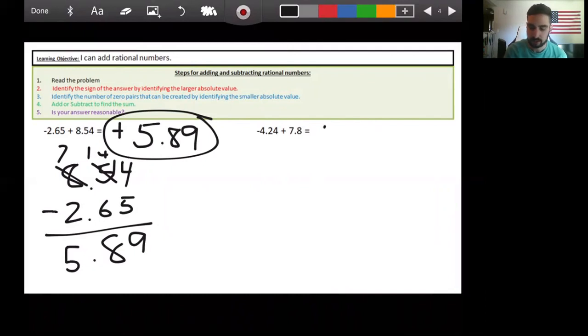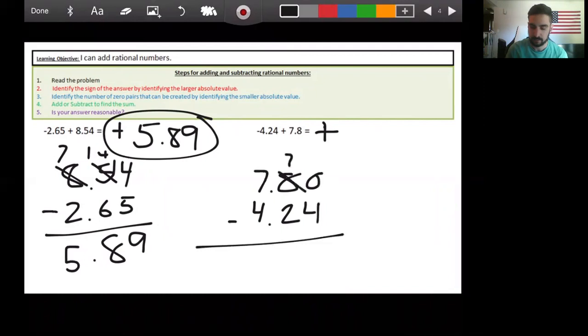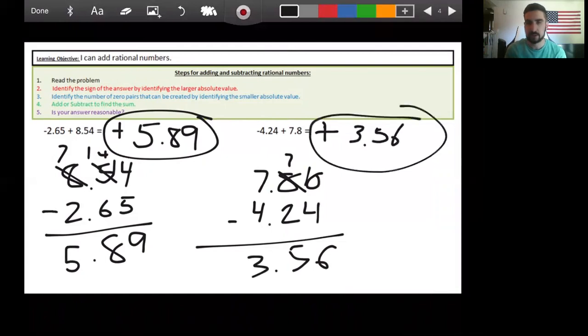So for the one on the right, I can see that +7.8 is bigger than the 4.24. So 7 is bigger than 4, so now my answer is positive. I'm going to take these and subtract. Now remember, when I'm doing this, my decimals need to be lined up. I'll have to add a 0 there for the place value. Subtracting, we are left with +3.56 because I identified it was positive in the beginning.